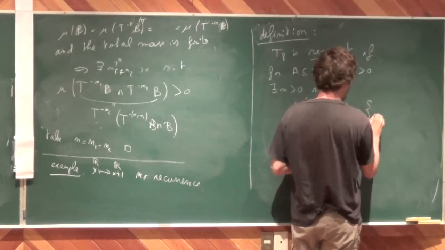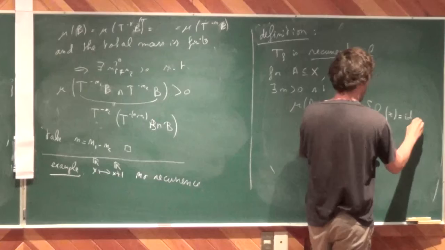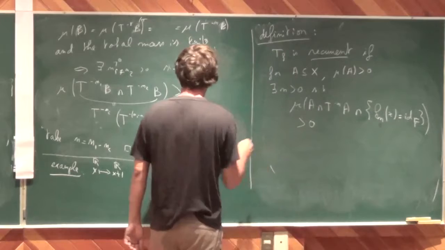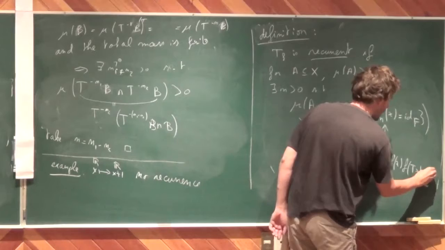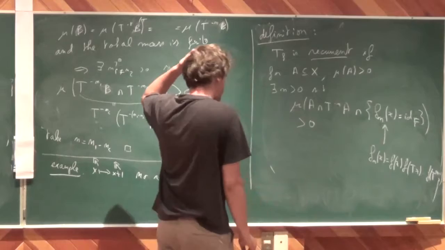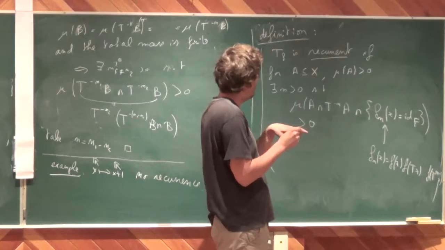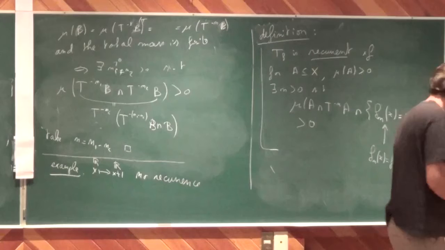So I introduce a notation here. This is identity on F, is of positive measure. So what is this F_n of x? This is just the product along the orbit, which determines the nth power. So this is just to say that you come back to the same fiber and you come back near your initial set. So this is just the very same recurrence as someone introduced.